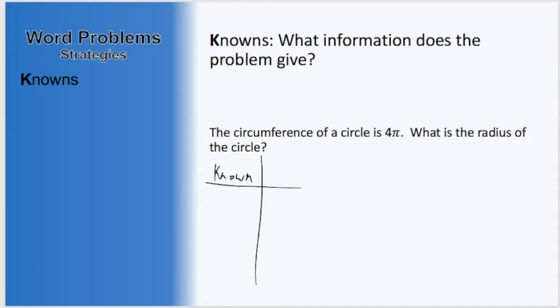Taking stock of our known values, we're given that the circumference of a circle is 4 pi. So that is our known here. And we can use the keyword "is" to make that an equal sign, like we learned from our keywords last time.